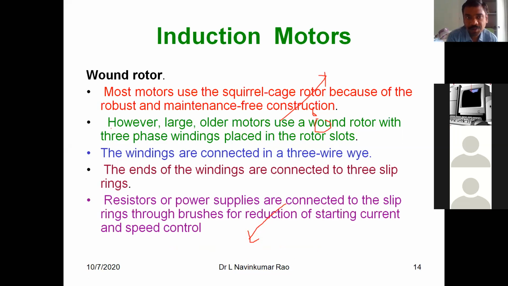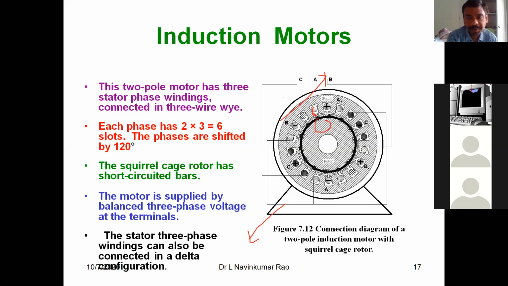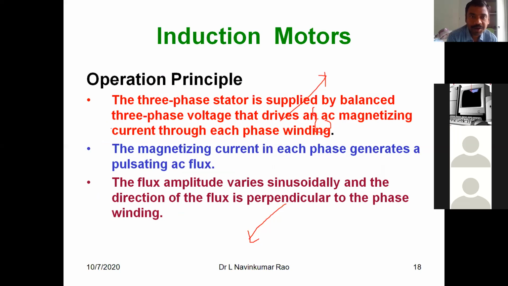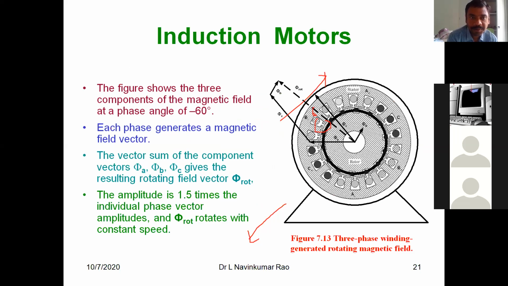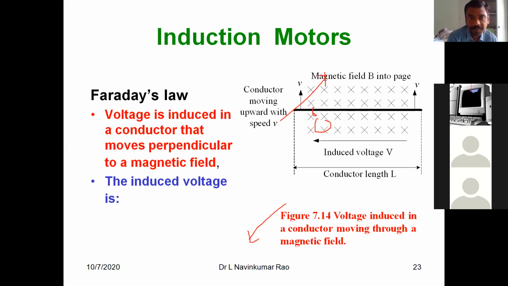I hope everybody understood this. We have already studied this operating principle. Faraday's law, everybody knows this. Voltage is induced in the conductor that moves perpendicular to the magnetic field. The magnetic field is rotating, which is striking the rotor conductors. Therefore, EMF is induced in the rotor.